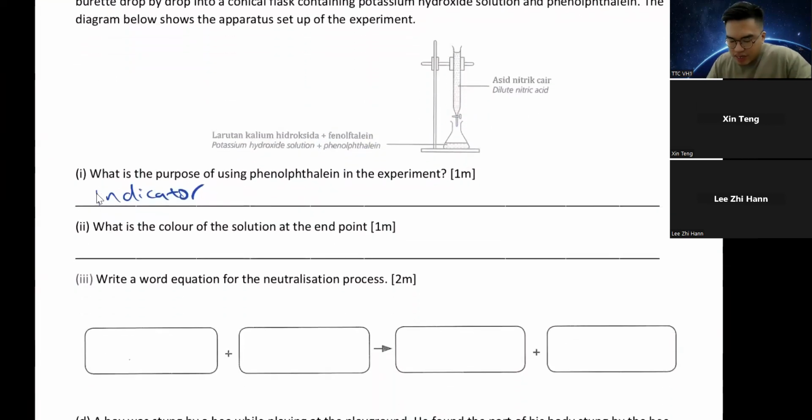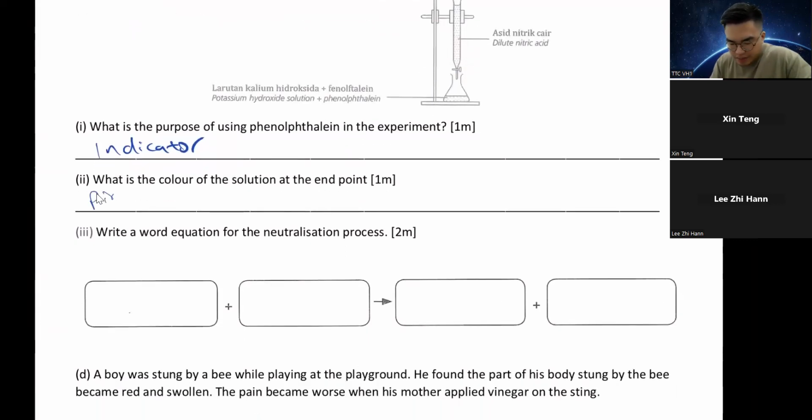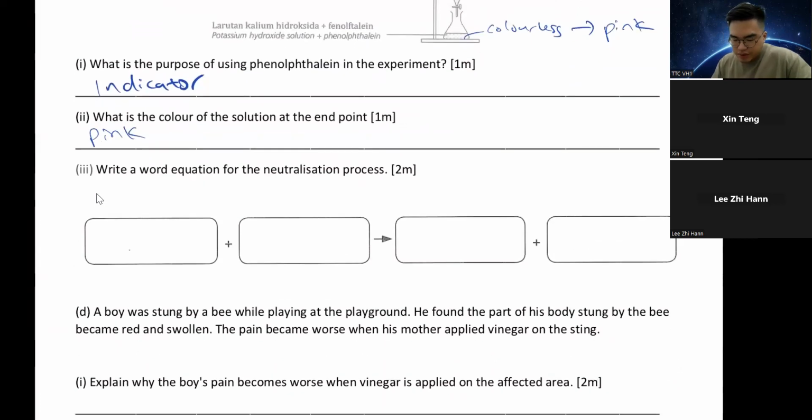So number 2, what is the color of the solution at the end point? You will see pink. They will go from colorless to pink. Anyway, write a word equation for the process. So you have acid plus alkali becoming salt and water.